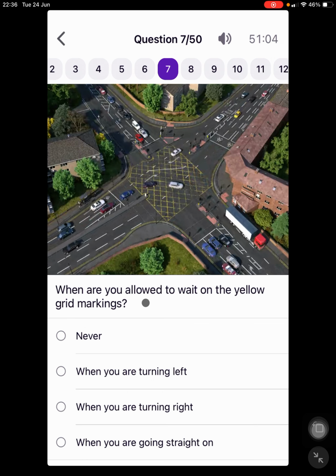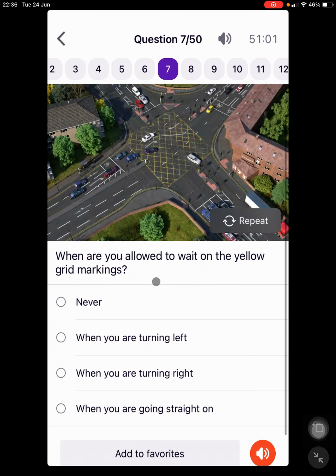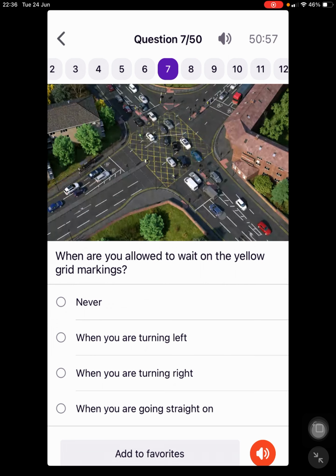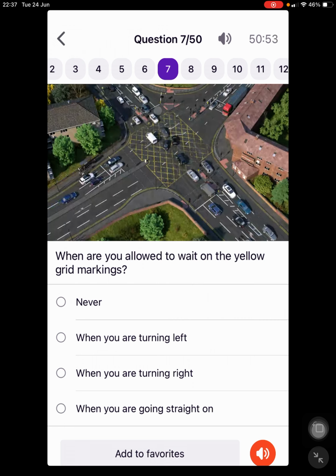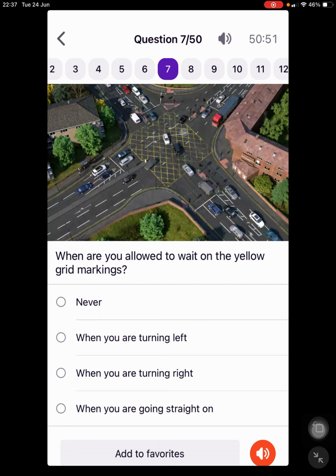So when are you allowed to wait on the yellow grid marking? You can only wait in the yellow grid marking when you're turning right and oncoming traffic is stopping you from turning right.